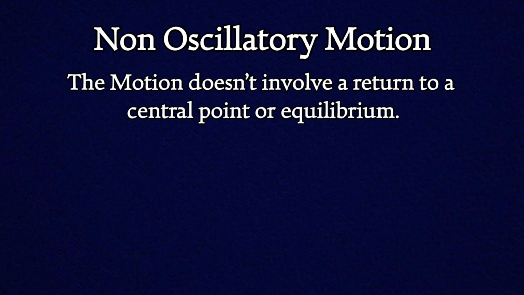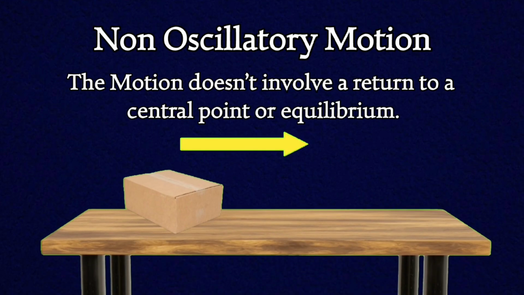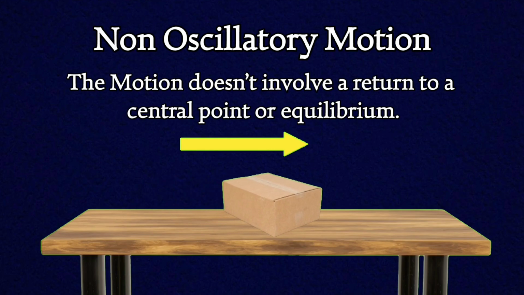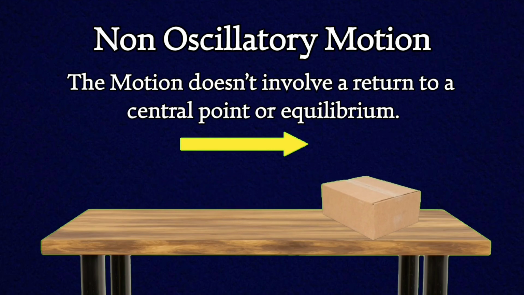For example, when a box slides across a table, it keeps moving in a straight line unless acted upon by an external force like friction or a stop.